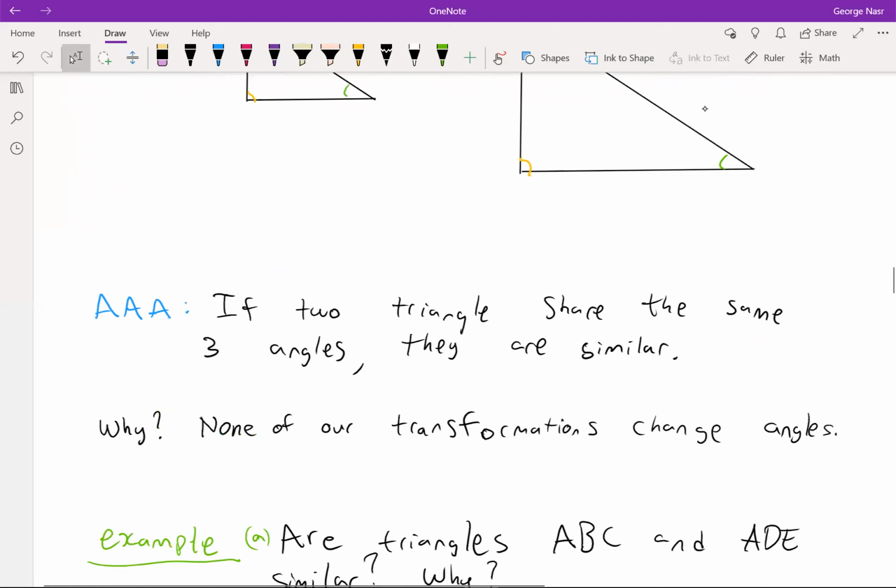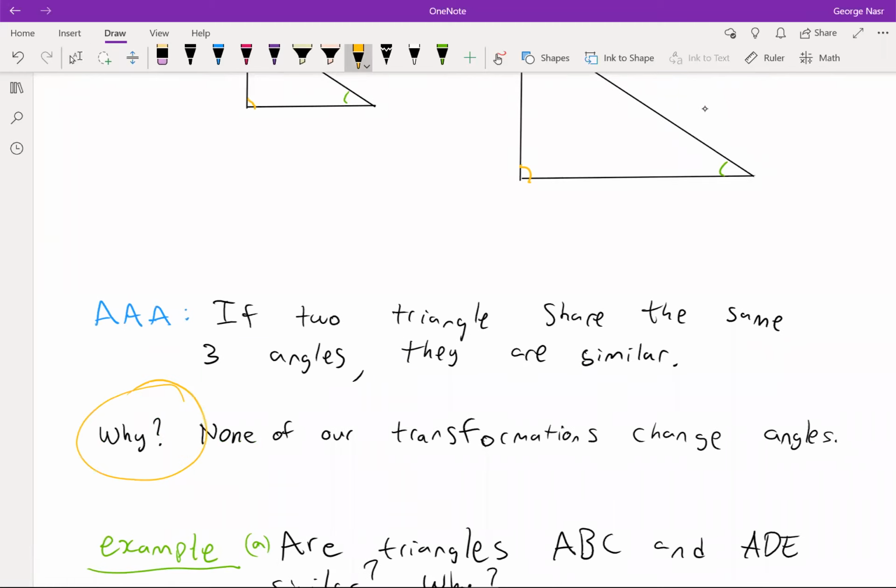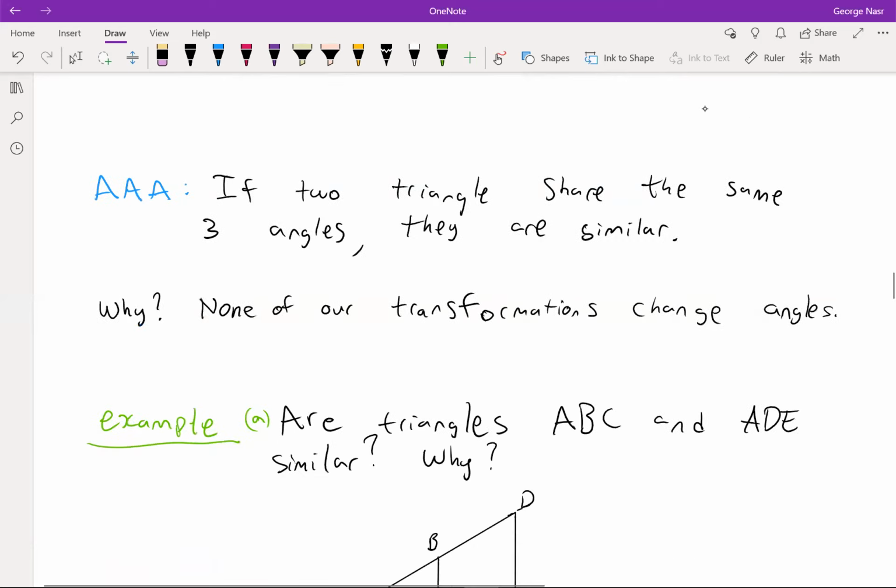The reason this works out, the reason that AAA is true, is that none of our transformations ever change angles. If you translate something, if you just move it around, that's not going to do anything to the angles. If you rotate it, if you reflect it, angles stay the same. The only one that maybe is confusing is dilations, but that also will not change the angles.